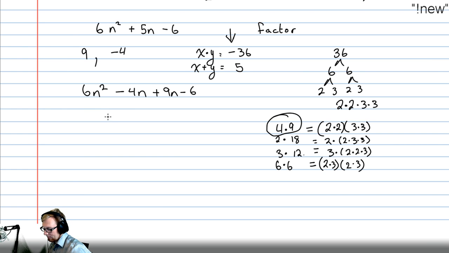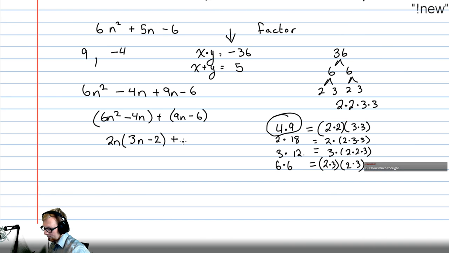And then I grouped off 6n squared minus 4n, and I grouped off 9n minus 6. And then for greatest common factor for the first group, I got 2n, and inside the parentheses, I got 3n minus 2. Drop down the plus. The greatest common factor for the second group is going to be 3, and then 3n minus 2. Which, when you put everything together, you get 2n plus 3 and 3n minus 2.